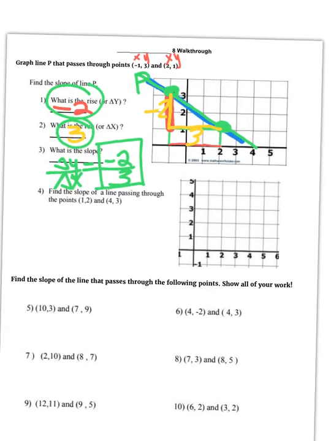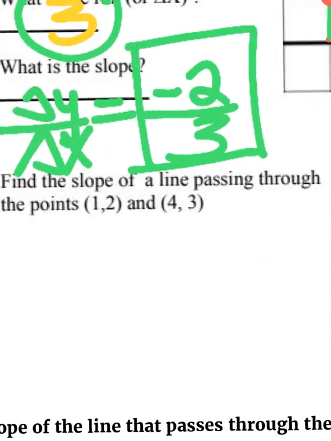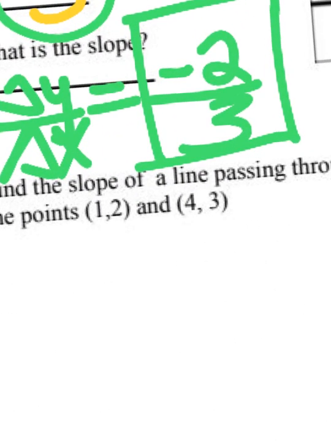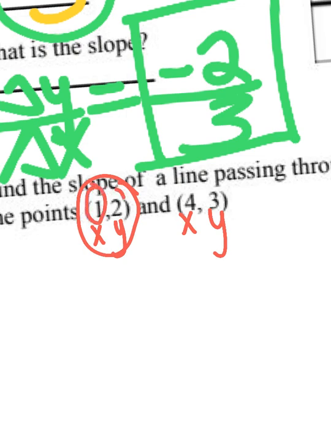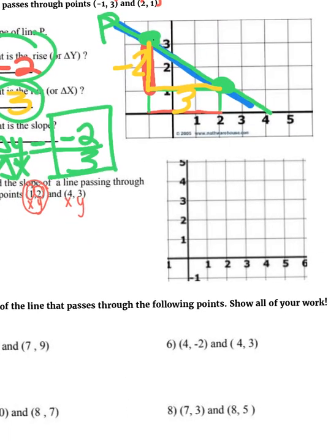Let's try this second one. It says find the slope of the line passing through points 1, 2. So let's first plot those points. Again, this first value is my x value. This is my x, y. So let's plot this one first. I'm going to go 1 in the positive direction, so 1 right and 2 up. So starting at 0, I'm going to go 1 to the right and 2 up. So this is my first point at 1, 2.